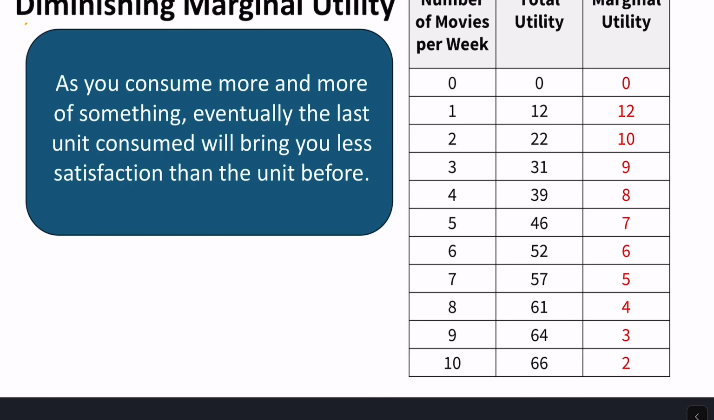Okay. We have a definition then for this behavior of marginal utility called diminishing marginal utility. Which is, as you consume more and more of something, eventually the last unit consumed will bring you less satisfaction than the unit before. So this table here exhibits diminishing marginal utility. That first movie of the week gives you an extra 12, the second 10, the third 9, the fourth 8, and on, as each additional movie brings you less and less happiness points or utils.